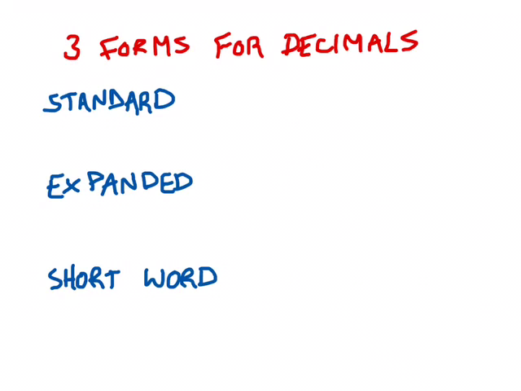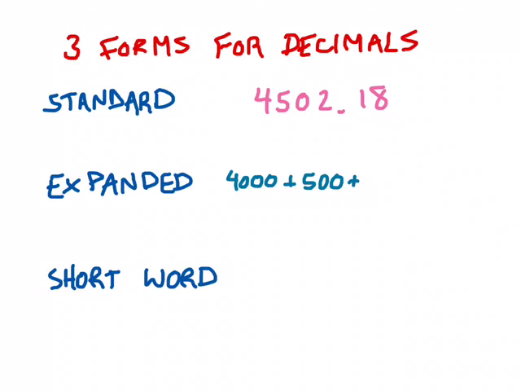Let's do another quick example. Here's the standard form of a number, and I'm going to start by breaking this out into its different values for the expanded form. So that 4 is in the thousands place, so it has a value of 4,000. The 5 is in the hundreds place, so it has a value of 500. I'm going to skip the tens place because there's no value there, it's a 0. And I'm going to go straight to 2 ones, and 1/10, and 8/100, and that's my expanded form.